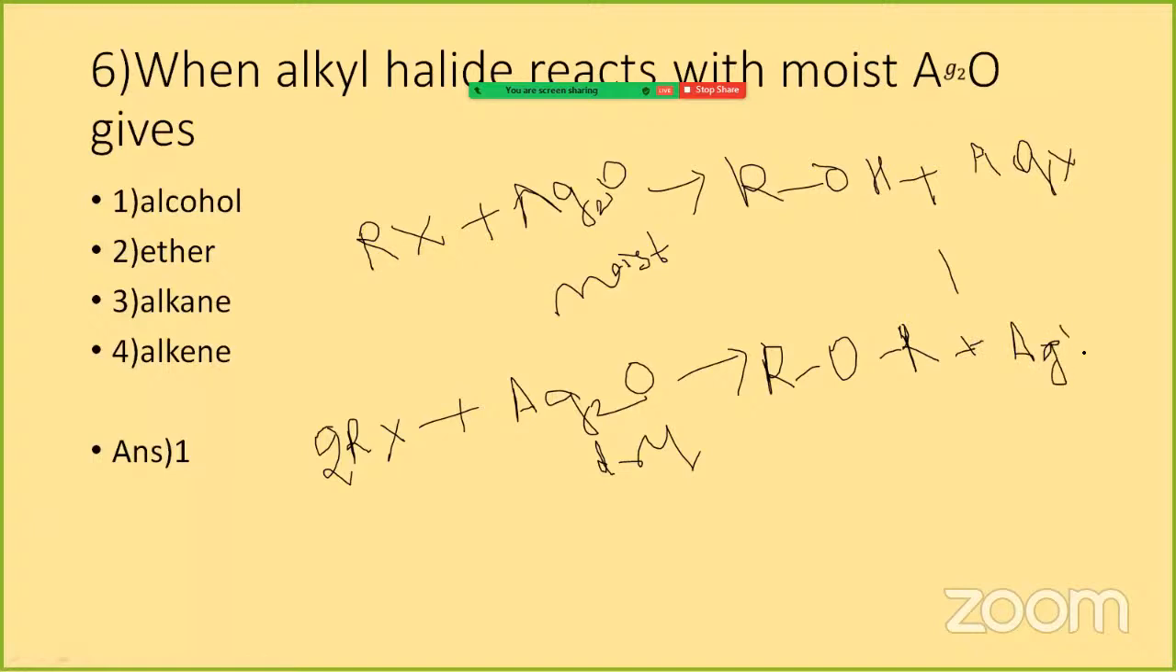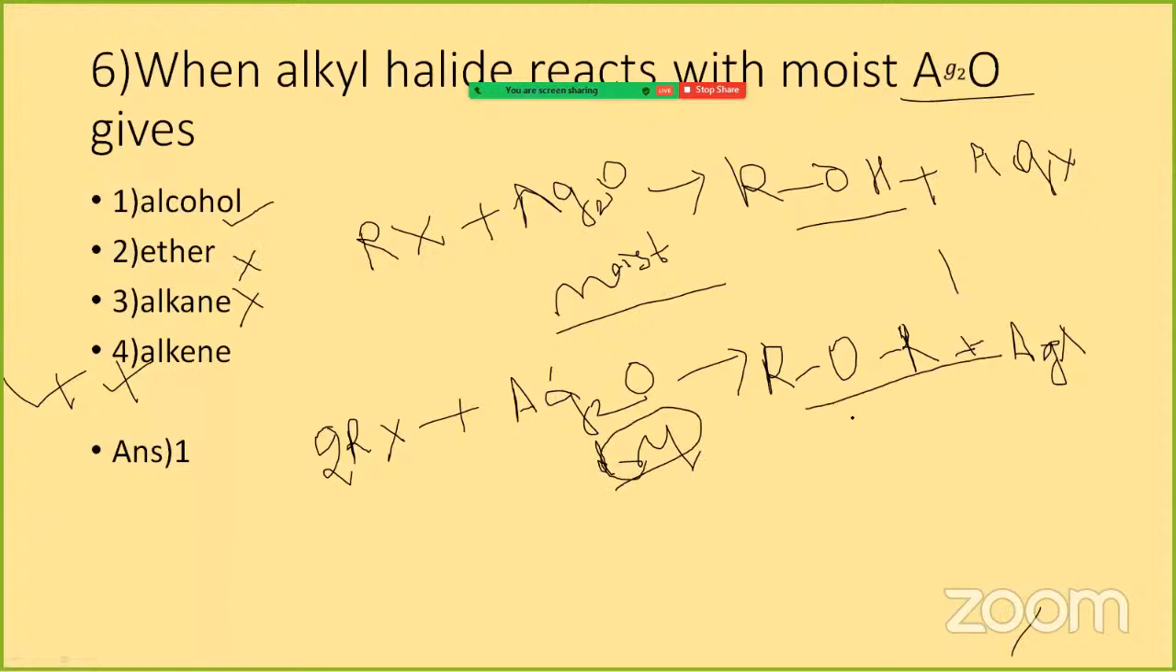In the question they have asked about moist silver oxide. Then what is our answer? Alcohol. So where is our answer in the given options? Yes, here is our option. Alcohol is our option. So alkene is wrong. Alkane is wrong. Ether is only formed if the condition is dry. So the condition should be dry, then only you will get ether. When we are using dry Ag2O, then only we are getting ether. But here we are using moist silver oxide. That's where we are getting alcohol. So the answer will be alcohol. That's why the option is 1 for this question.